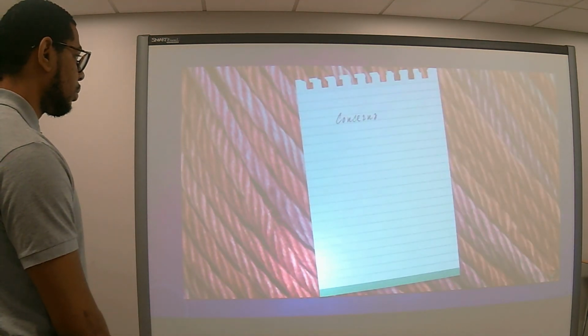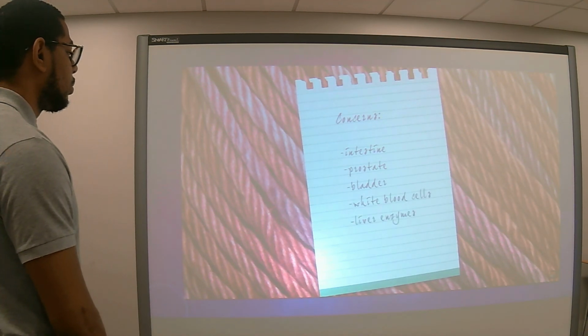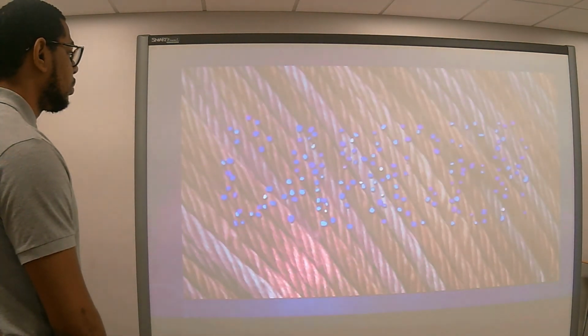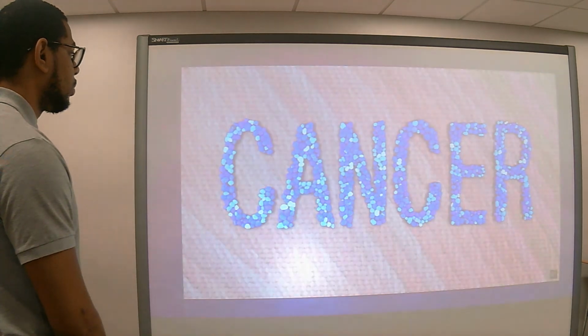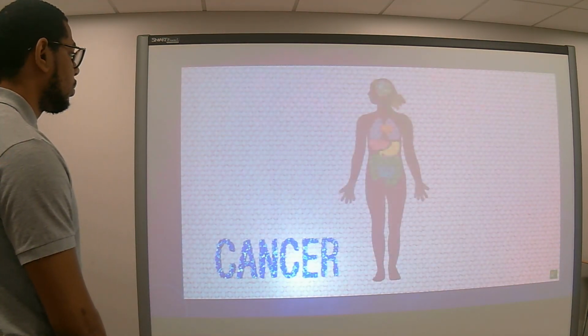Difficulty going to the bathroom could reveal a problem in your intestine, prostate, or bladder. Or a routine blood test might count too many white cells or elevated liver enzymes. Your doctor delivers the bad news. It's cancer. From here, your strategy will depend on where the cancer is and how far it's progressed.